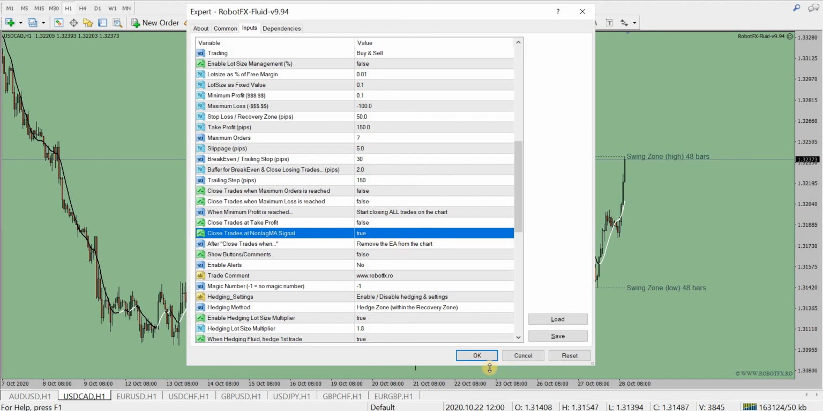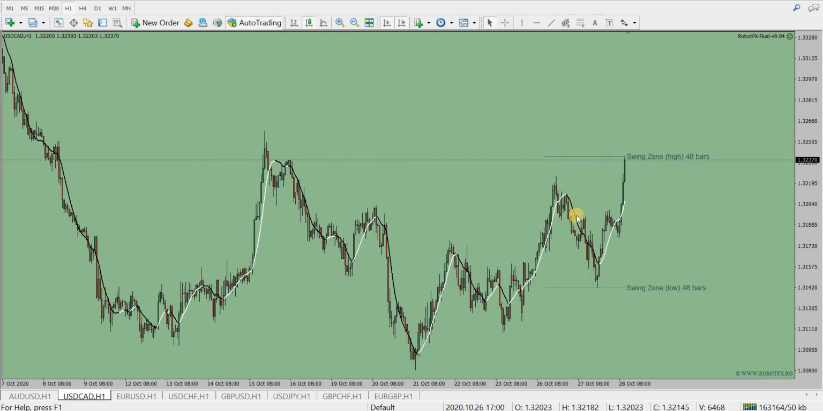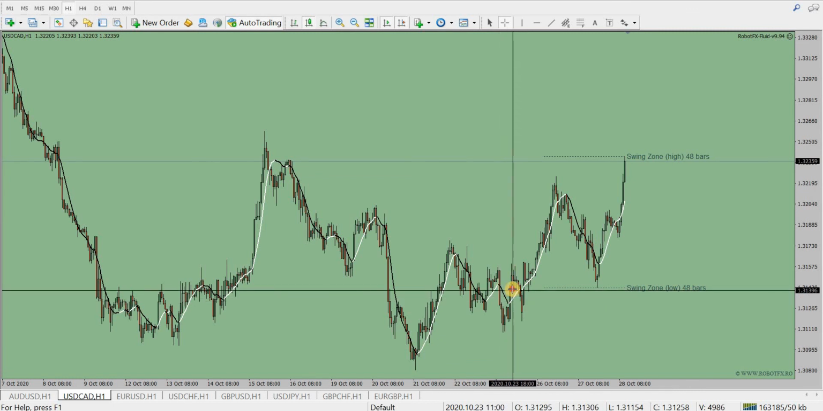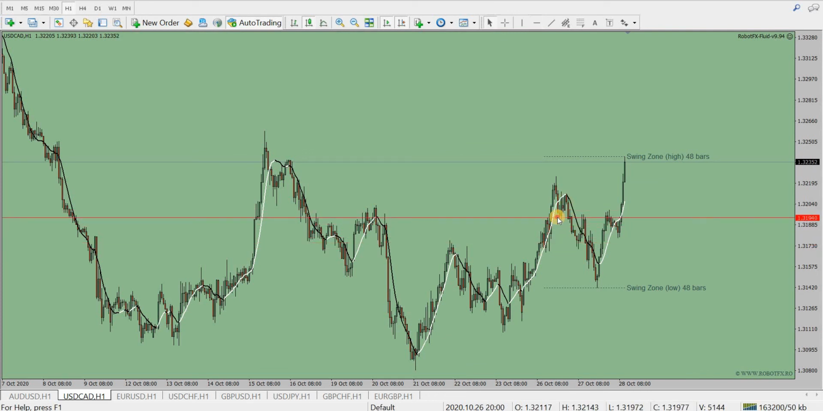Normally I set the take profit very high because I rely on the non-lag moving average signal to close the trades. That means that I don't care much about the take profit. I care more about the expert advisor closing the trade when the moving average reverses. So if it opens a buy here, because the color changes from black to white, I would want the expert advisor to close it here, when it changes back from white to black. So I would like to buy here.